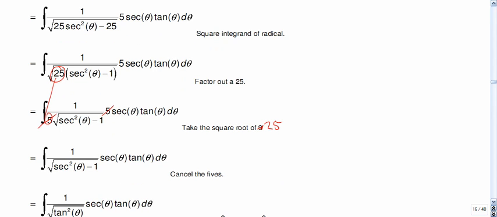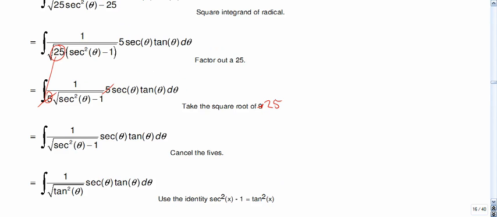Now, again, I need to use an identity, and we're going to use the same identity we used in case 1, just rewritten a little bit differently. In case 1, we used the fact that tangent squared x plus 1 is secant squared x. And notice here all I did was bring the 1 to the other side, so I get tangent squared x is secant squared x minus 1. So secant squared theta minus 1 is tangent squared theta.